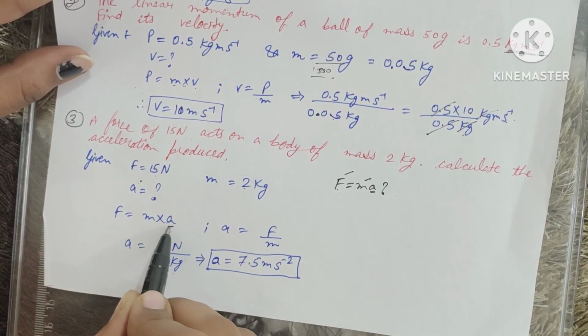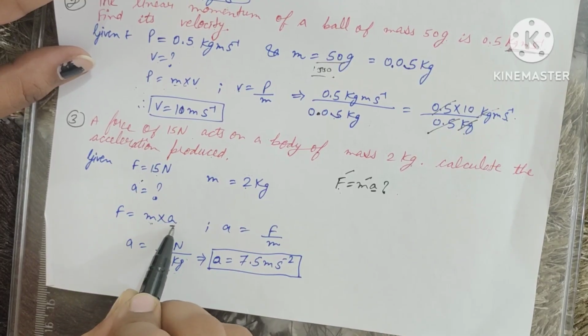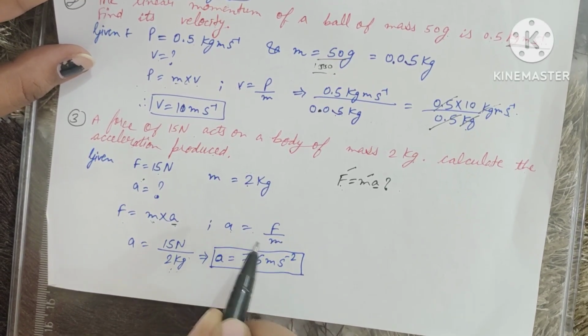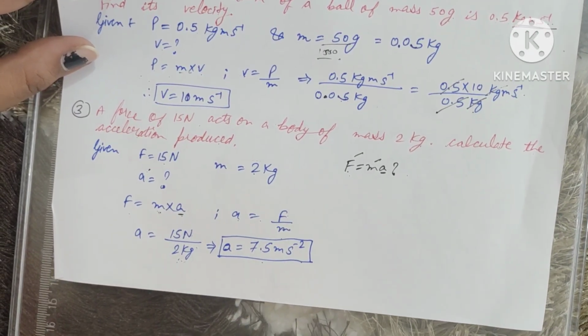This A is in the form of multiplication here with A. M is also in the form of multiplication with A. This side it will go and get divided. A is equals to, we filled the values of both. Solve the division to get your answer.